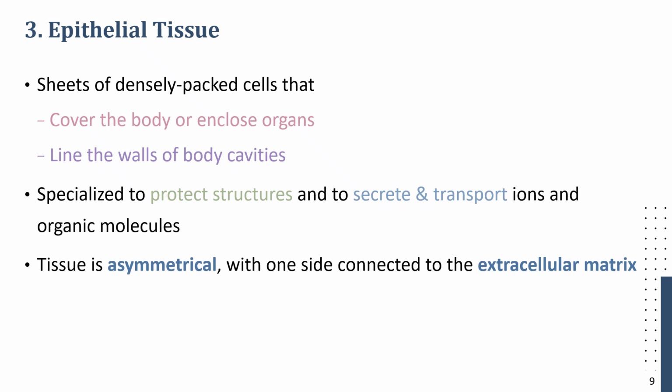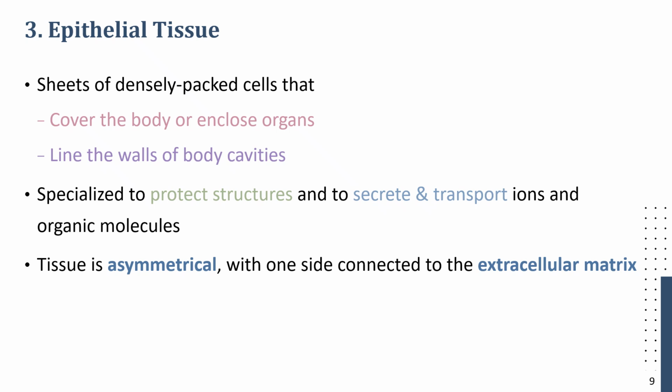So for example, in your stomach, we've got a lining of epithelial tissue, and that epithelial tissue allows you to bring in food molecules that you might have from your diet, or also to secrete ions and enzymes for digestion.